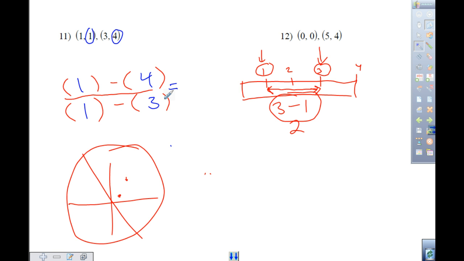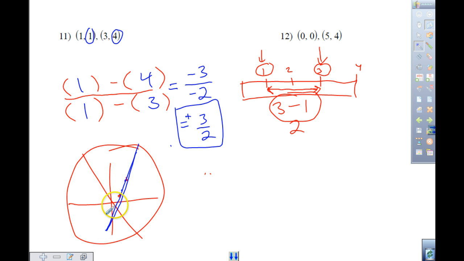So write this in, and this is the first problem on the back. Go ahead and write that in right now. 1 minus 4, negative 3. 1 minus 3, negative 2. That equals positive 3/2. Negative over negative, positive. And as you saw here, when I graphed it a little bit, the answer was a positive slope because it's going up.